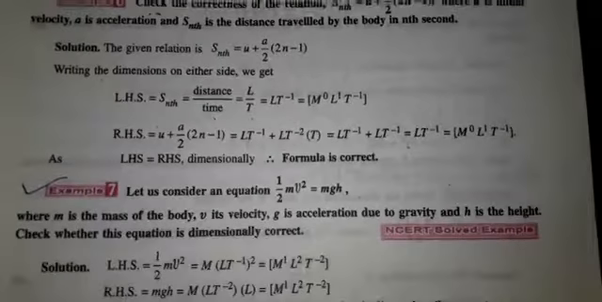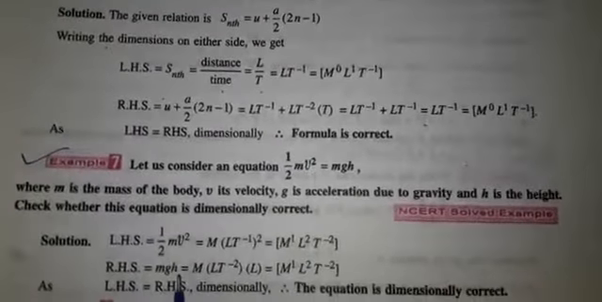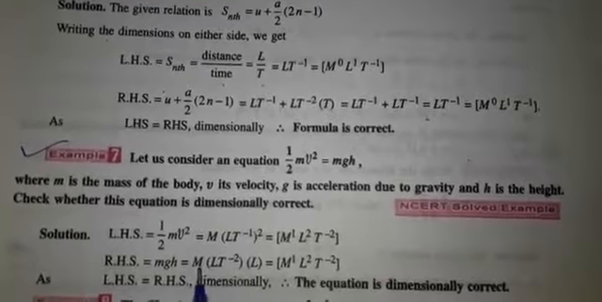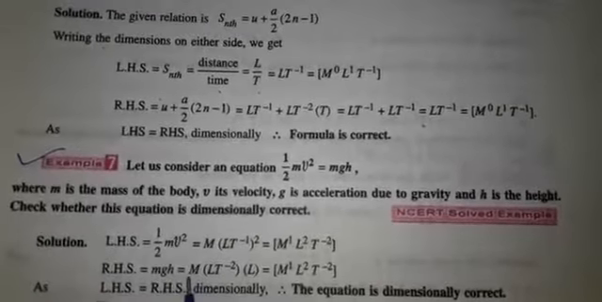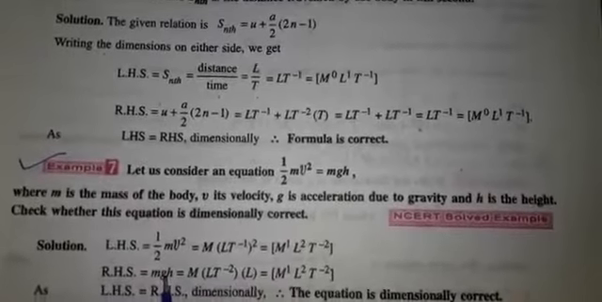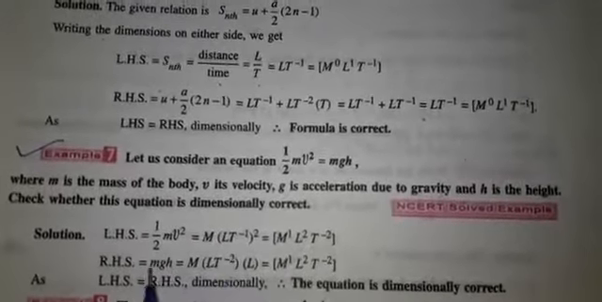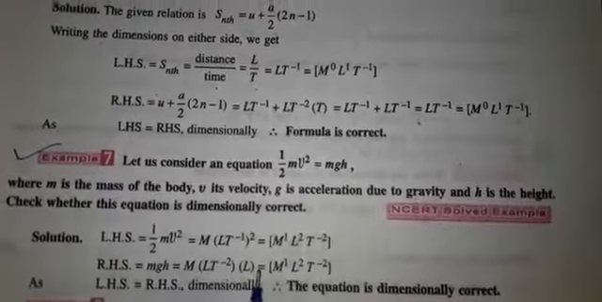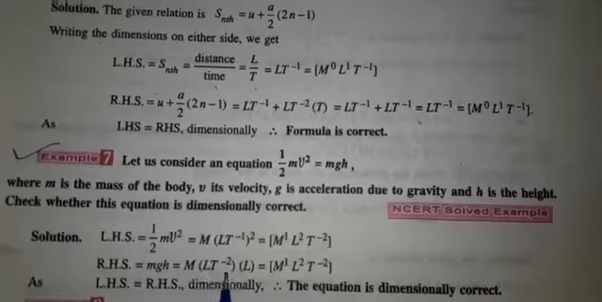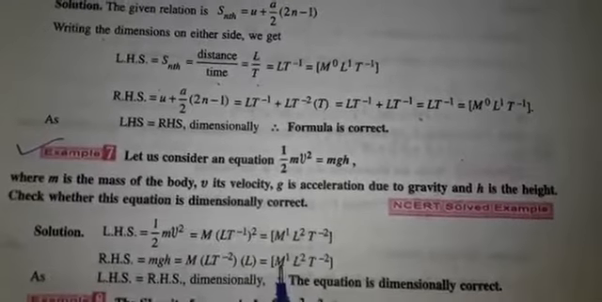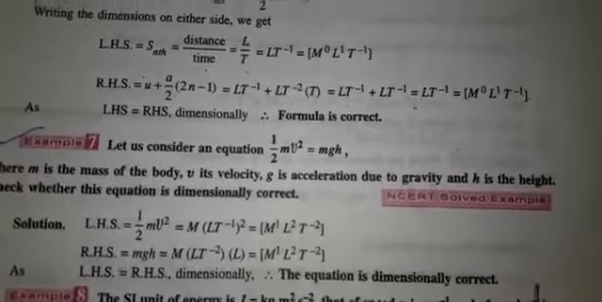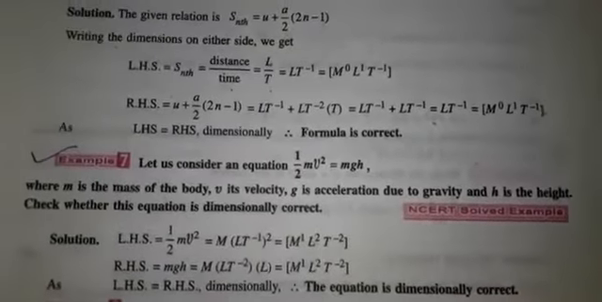Okay, now on the RHS side, mgh, so I write the dimension formula of m, of mass. G is the acceleration due to gravity, so what? L T minus 2. And what is h? H is the height, so I write L. Okay, so if I solve this, then M1 L2 T minus 2. Okay, so LHS equal to RHS, and the given equation is dimensionally correct. The given equation is dimensionally correct because LHS equal to RHS.